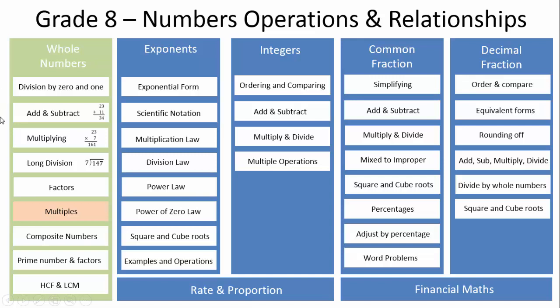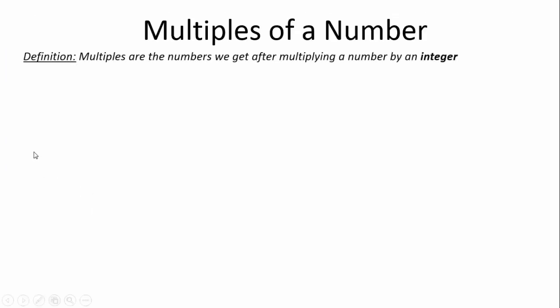Okay, now we're on whole numbers, and we are going to do multiples of whole numbers. Right, so what is a multiple of a number? The multiples are the numbers we get after multiplying the number by an integer, right? So if I said, what are the multiples of 3?